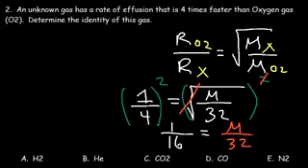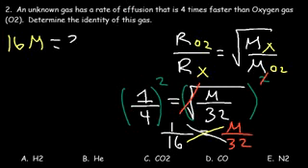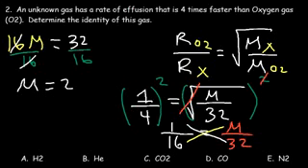So now let's go ahead and cross multiply. 16 times n is simply 16m, and 1 times 32, well, that's 32. And if we divide both sides by 16, 32 divided by 16 is 2, so the molar mass is 2. Therefore, the answer has to be A.